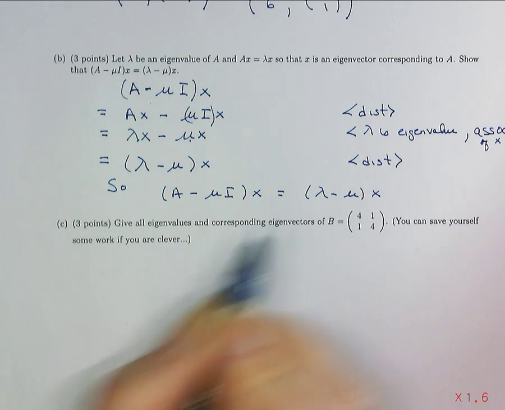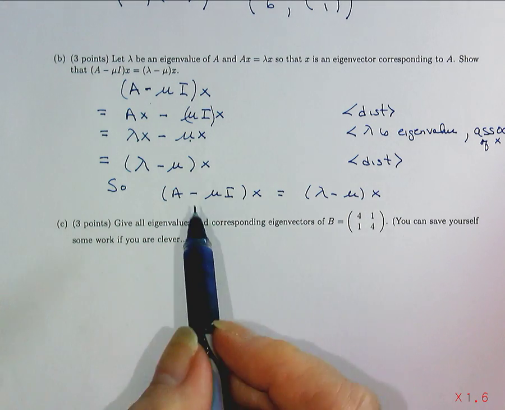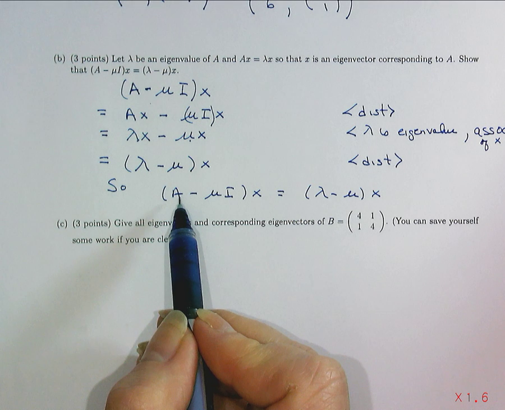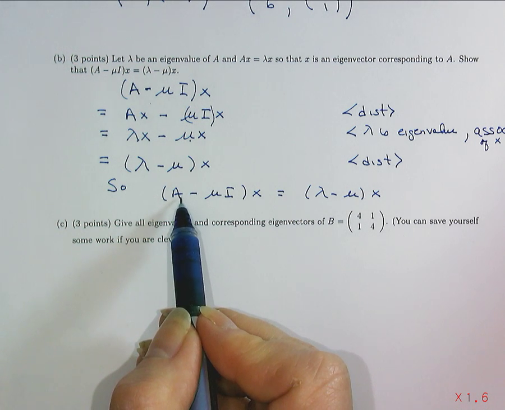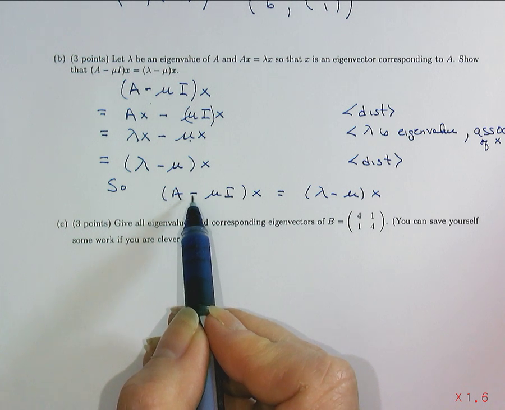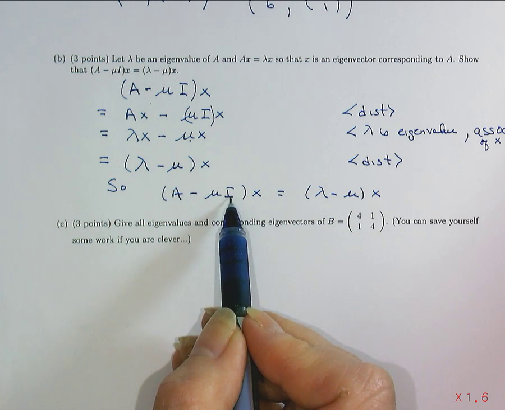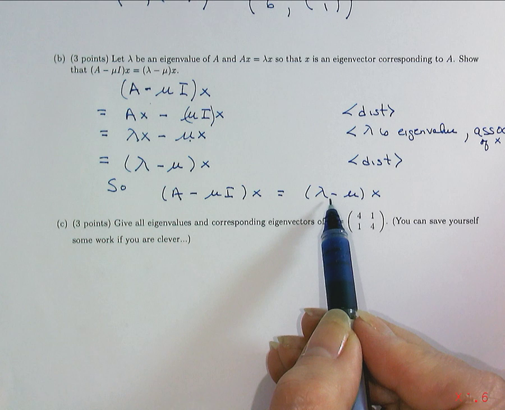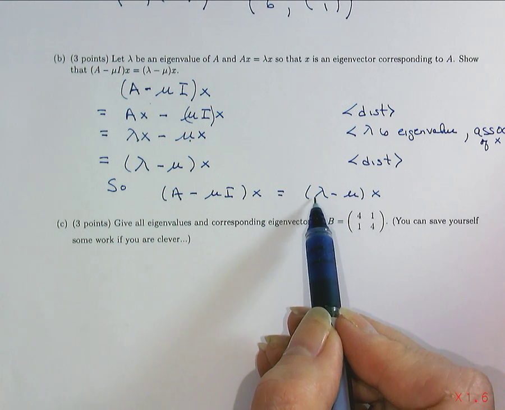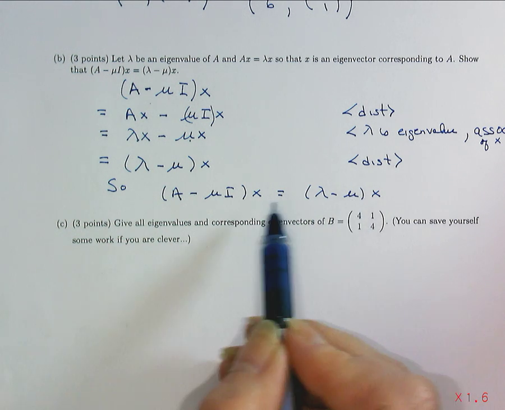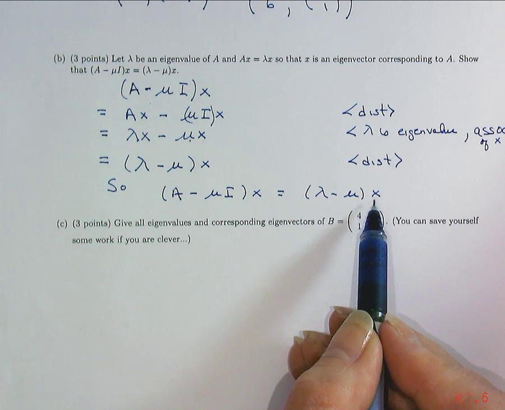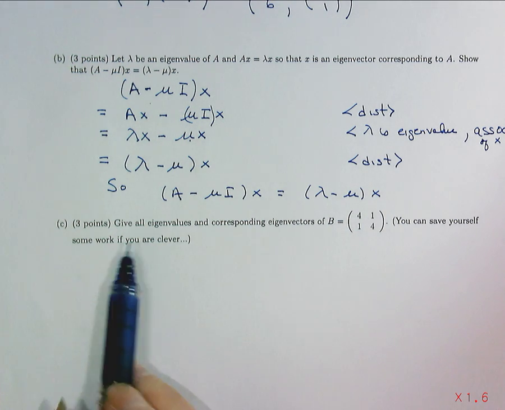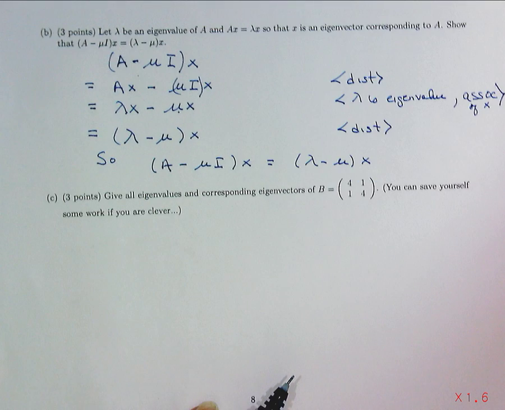Now, what did we really show? We showed that if we know an eigenvalue and eigenvector for A, and we look at A minus some scalar times the identity matrix, then it has an eigenvalue the same as lambda minus the scalar, and the same eigenvectors that A had. Now, is that going to be useful?